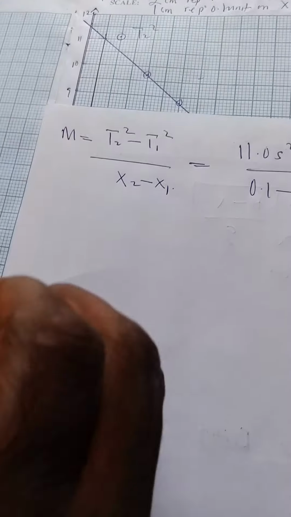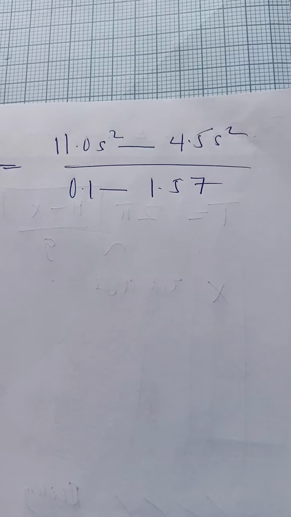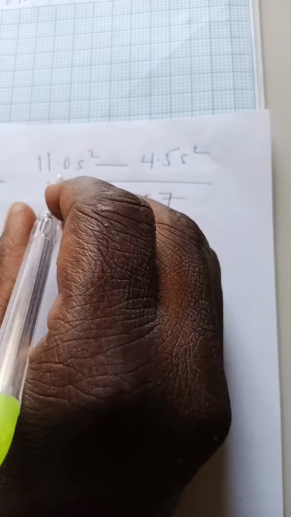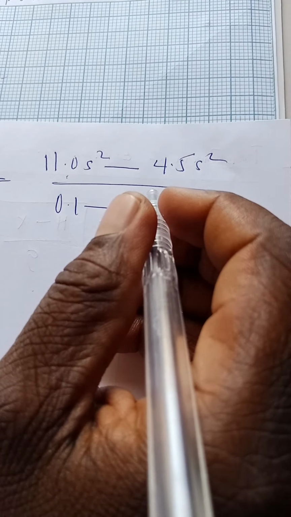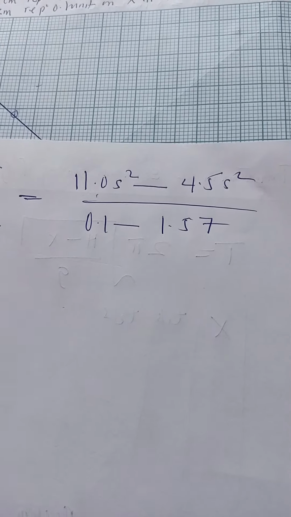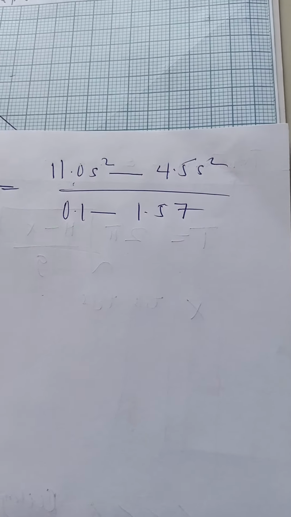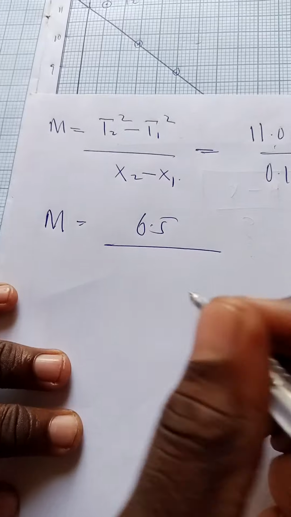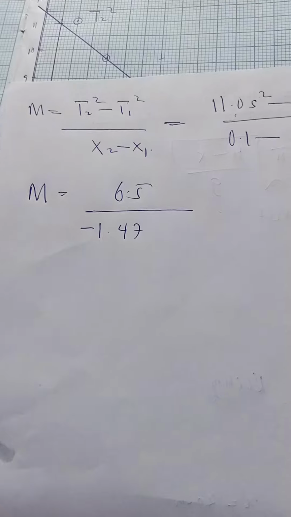So now, we are going to compute our slope, m. By computation, we have 0.1 minus 1.57, and 11.0 minus 4.5, which gives us 6.5. So we have 6.5 all over negative 1.47. This is going to be our slope.